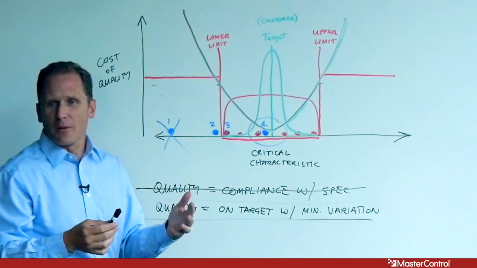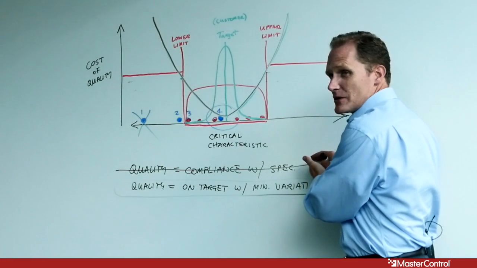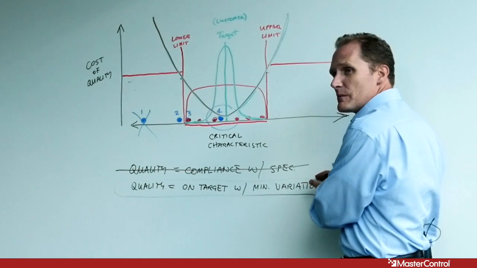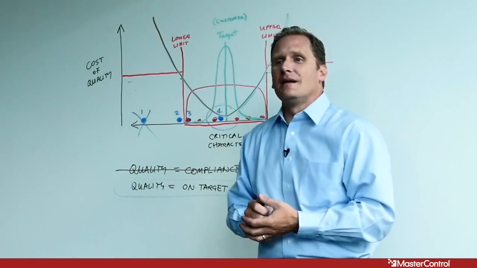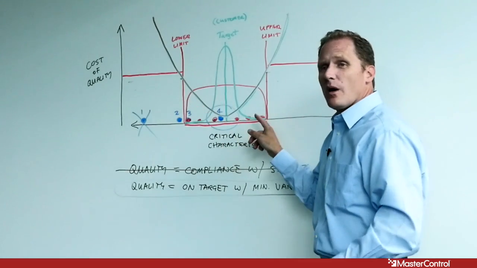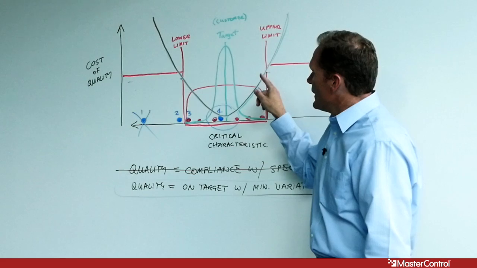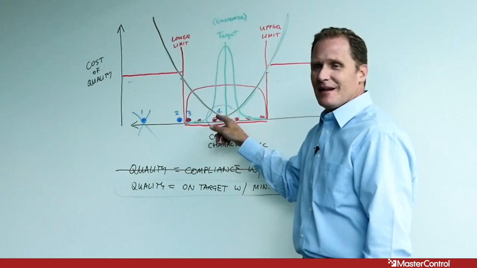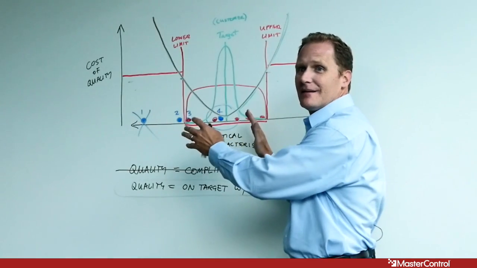That changed everything for Ford. Instead of having compliance with specifications be their policy, they now changed their policy to on target with minimal variation. And you can see the change that's happened in Ford over the years since. This is critical for design. When you know this about what quality is, you can now approach design in a way that you're going to make sure that parts come in on target with minimal variation. And you're going to stay away from any type of design that just says, hey, let's just get them in spec.